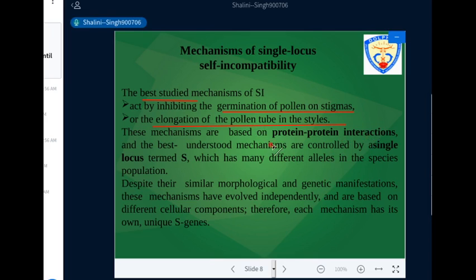These mechanisms are based on protein-protein interactions, and the best understood mechanisms are controlled by a single locus which is termed as S, which has many different alleles in the species population. Despite their similar morphological and genetic manifestations, these mechanisms have evolved independently and are based on different cellular components. Therefore, each mechanism has its own unique S genes.